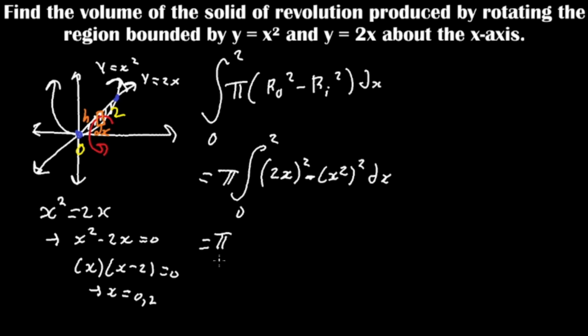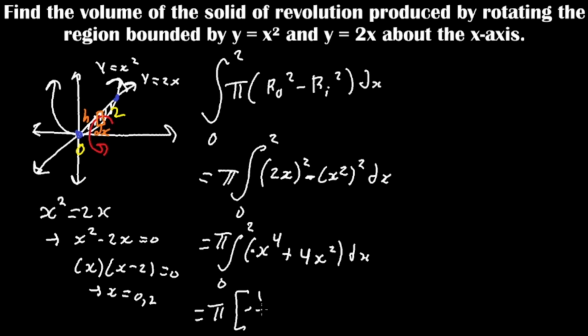So this becomes pi times the integral from 0 to 2 of, if we distribute this, negative x to the fourth plus 4x squared dx. So this is just a simple power rule. So pi times negative 1/5 x to the fifth plus 4/3 x cubed, and then from 0 to 2, because we bump the power up and divide by that number for both of them.